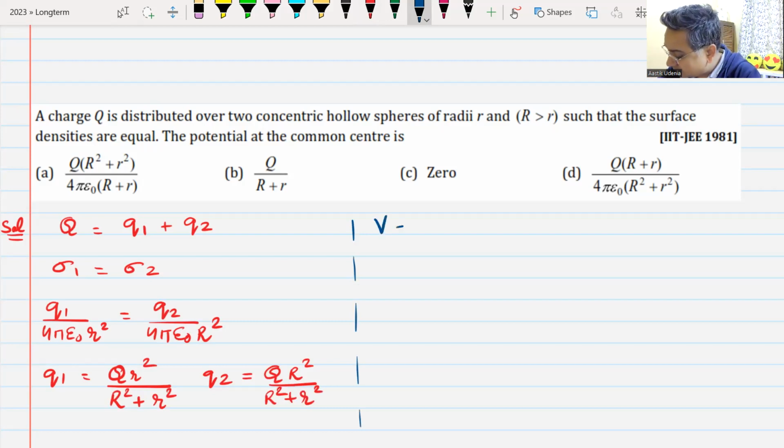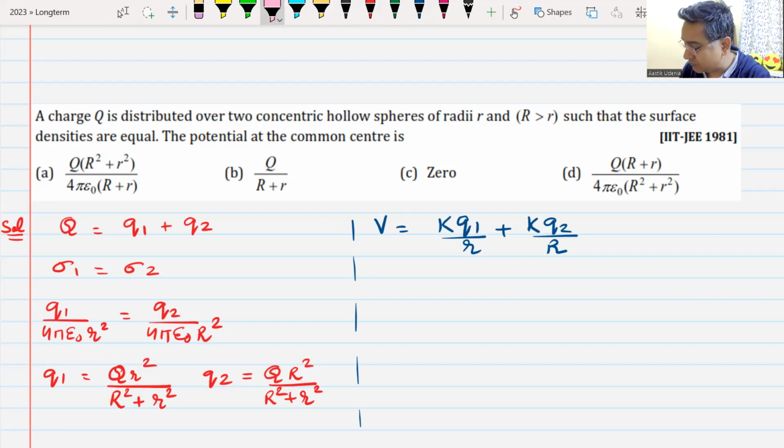The potential on the common center will be equal to K Q1 by small r plus K Q2 by capital R. Having written this, in fact, I did not have to write this. Once I get the value of Q1 and Q2, I must be able to tell you which is the correct option. The correct option is option D, and that is the answer that we were looking at. You have to be quick. JEE is all about speed.